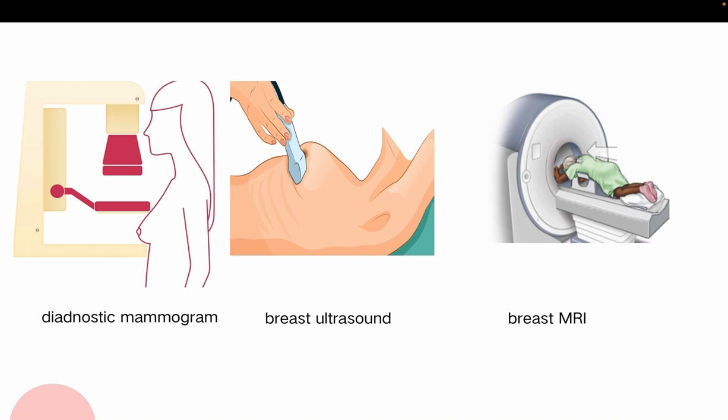Breast MRI uses magnets and radio waves to create highly detailed images, often with contrast dye. It can evaluate the extent of known cancer, screen high-risk individuals, or assess treatment effectiveness. You lie face down and the exam takes 30 to 60 minutes. Best for high-risk patients and detailed evaluation, but can be costly and lead to false positives.